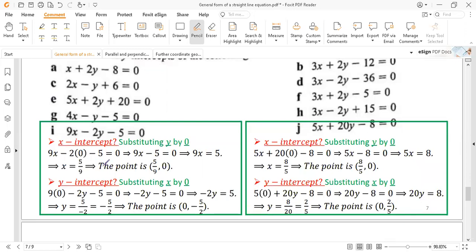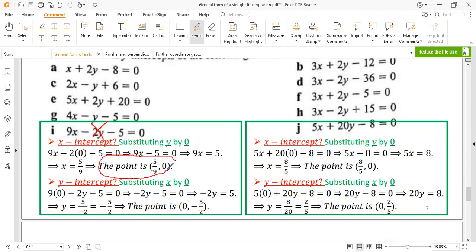For the x-intercept, we substitute y equal to 0. So normally, if y equals 0, we say that we negate this term because its result equals 0. So 9x minus 5 equal to 0, so 9x equal to 5, x equal to 5 over 9.